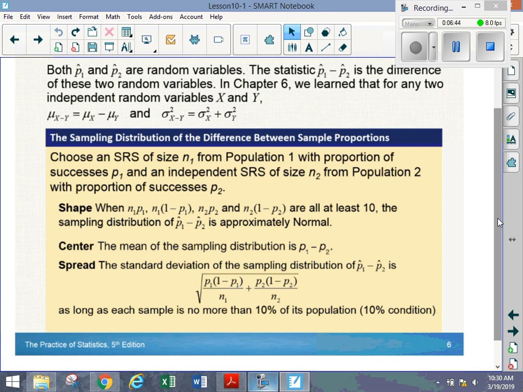for normality. In order to say that the shape is approximately normal, we have to check n times p is greater than or equal to 10 for both proportions. So you'll wind up doing it twice, to check that the sampling distribution of both proportions is normal. If that's the case, then the sampling distribution of the difference of the two proportions is also normal.